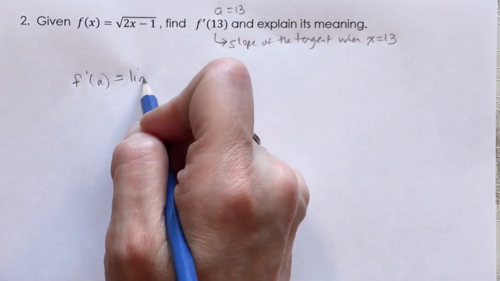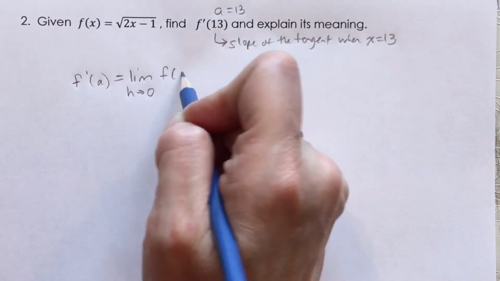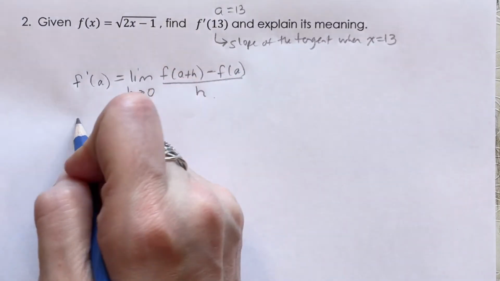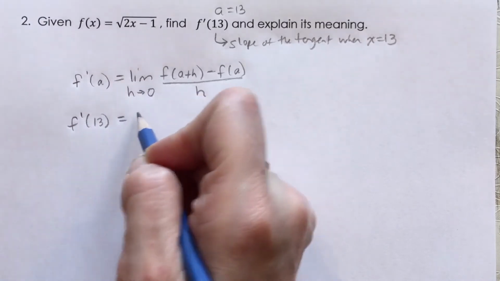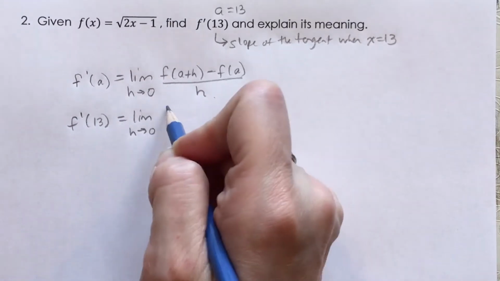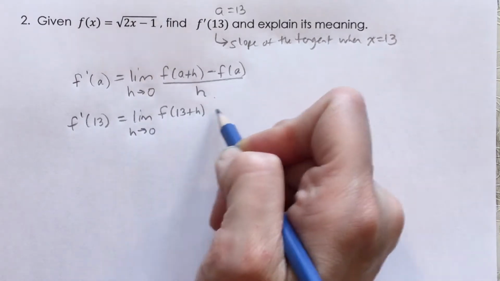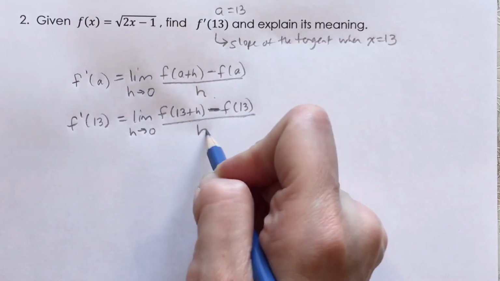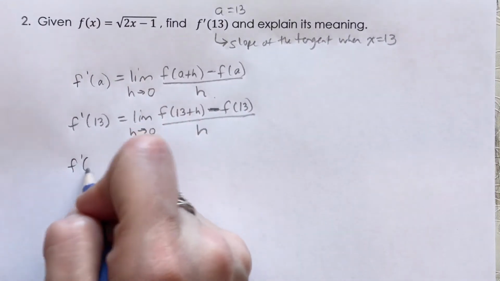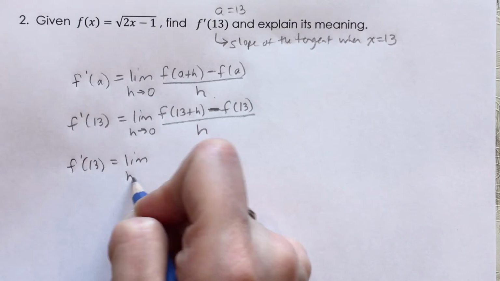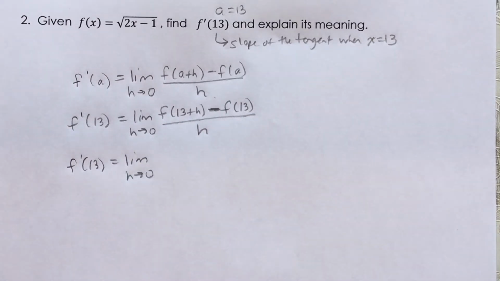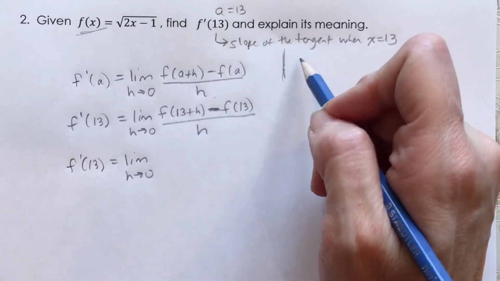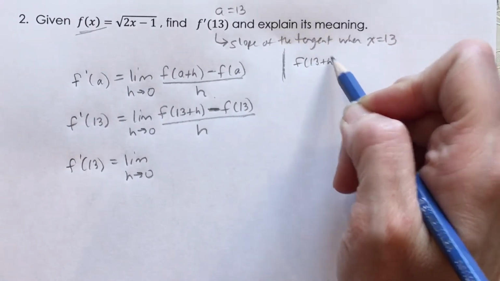is equal to the limit as h approaches 0 of f at a plus h minus f at a over h. But we're really finding f prime at 13, which is equal to the limit as h approaches 0 of f at 13 plus h minus f at 13 over h. So all we're doing is replacing a with 13. So f prime at 13 is equal to the limit as h approaches 0 of, well, I want to replace f at 13 plus h with something that I know that it is. So we'll go to the side again here, and to find f at 13 plus h, we'll replace x with 13 plus h.